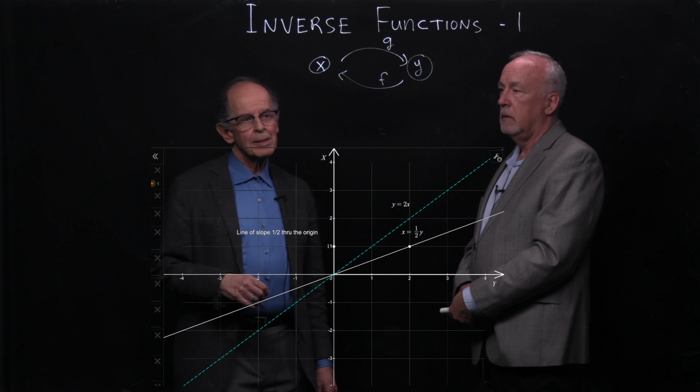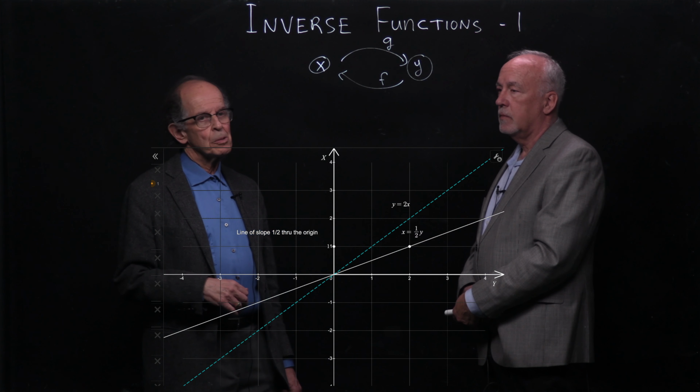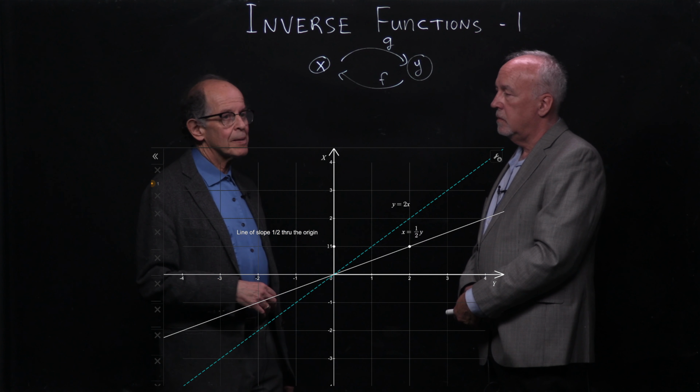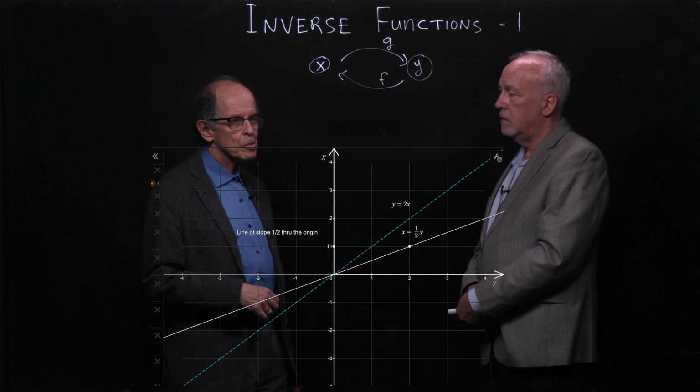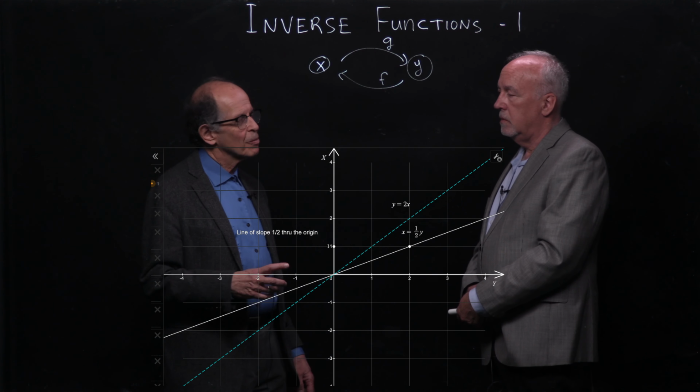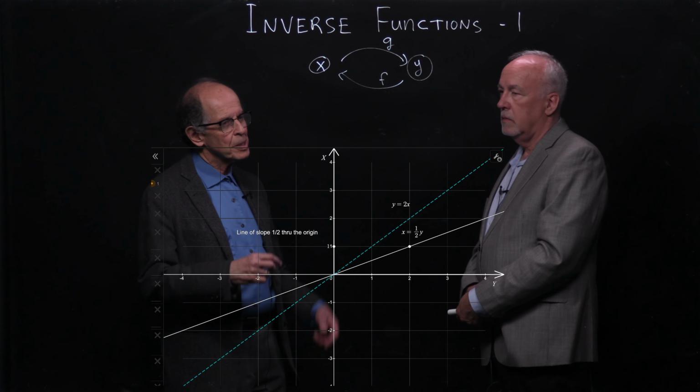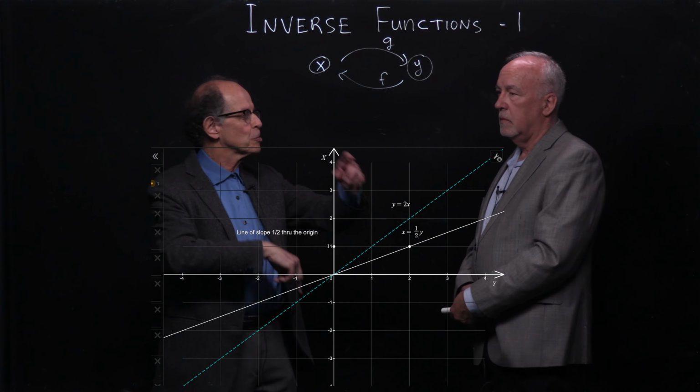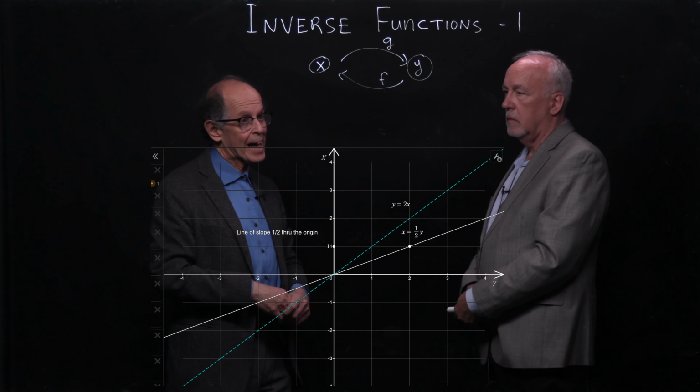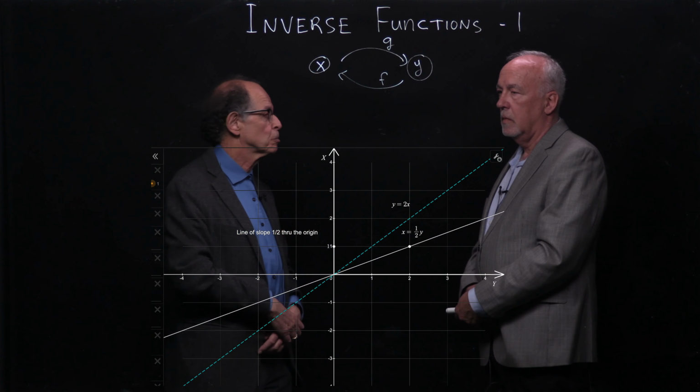Now, when you look at the new line, x equals half y, and the original one, y equals 2x, what is the relationship between them? Like you did a 360 rotation about an axis centered on the dashed blue line?